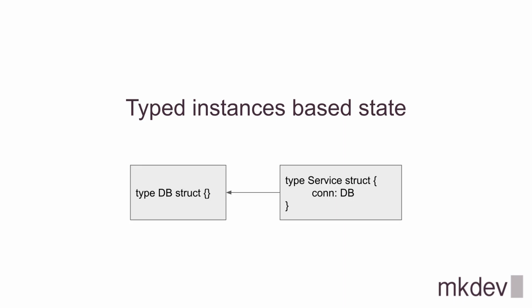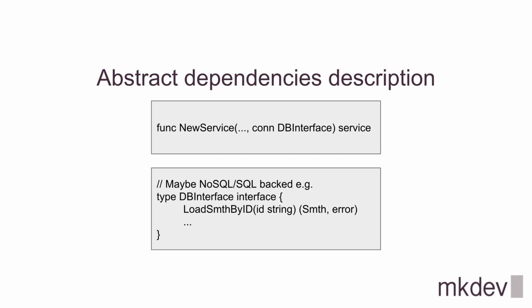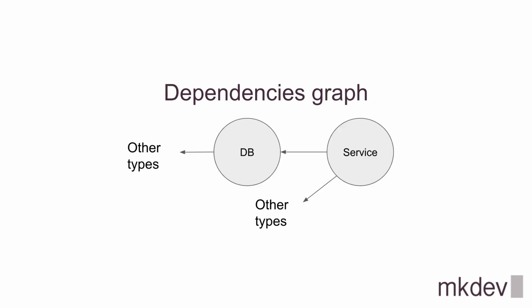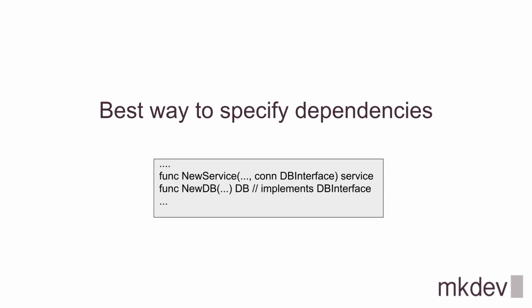For example, a service depends on a database connection pool. To make code loosely coupled, one needs to use the most abstract way for each dependency description. In the case of Golang, it's an interface with specific methods. This leads us to a dependency graph that's a directed acyclic graph. So, the best way to describe all dependencies for a given type is to provide a constructor function for it that depends on other types described as constructor arguments.